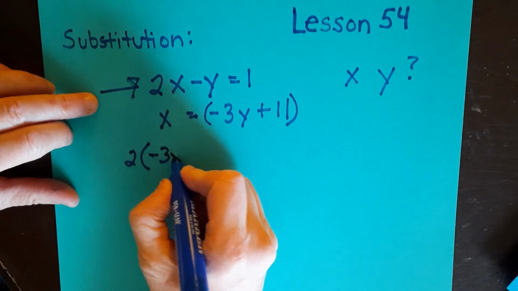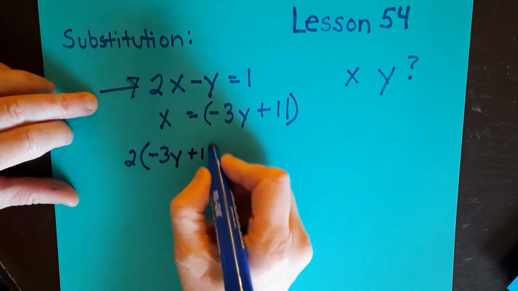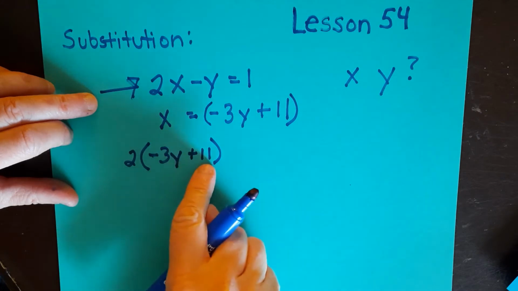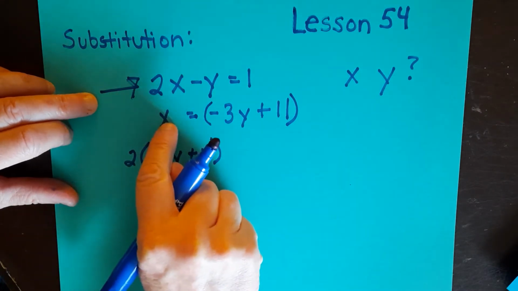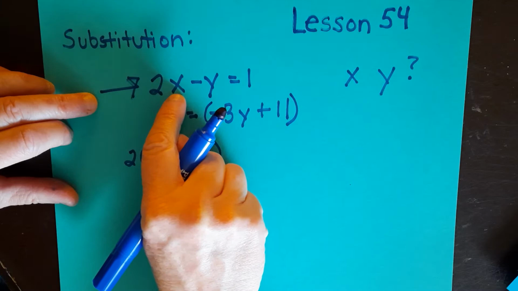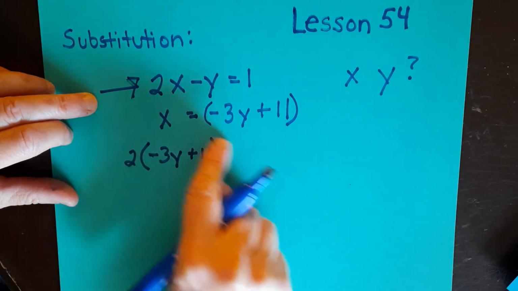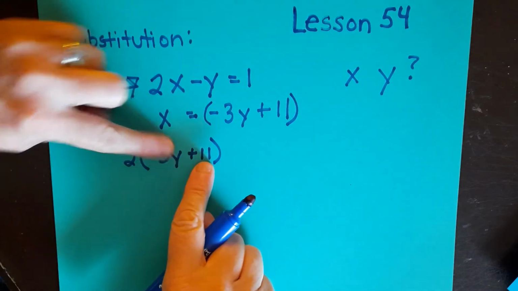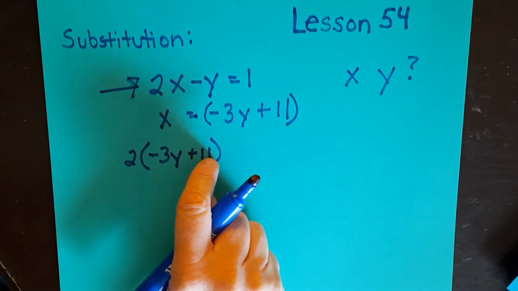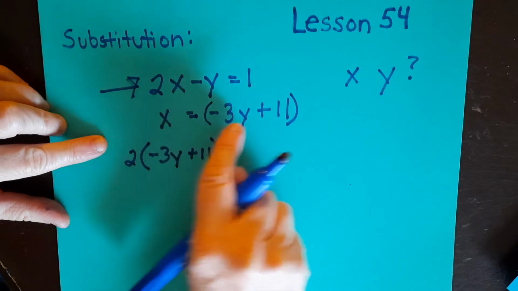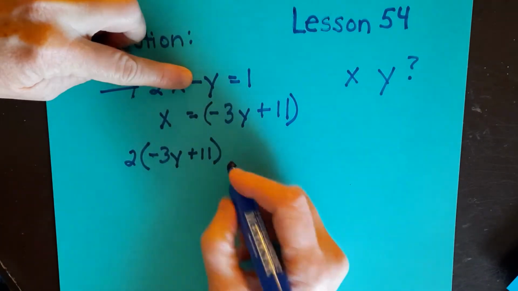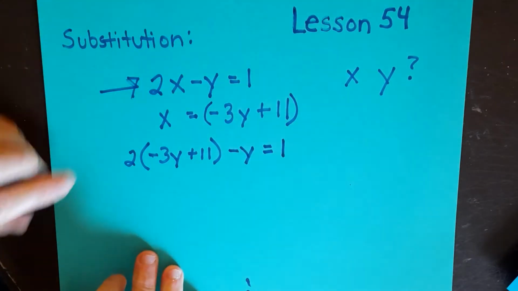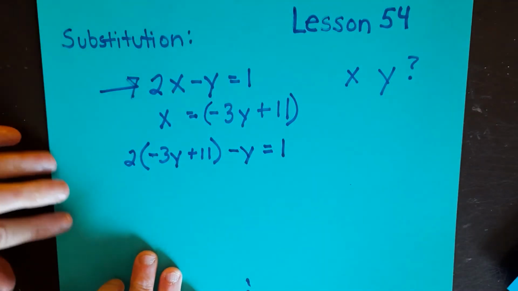And that's why I want you to put it in parentheses, because that must stay together. This whole expression, negative 3y plus 11, that whole thing equals x. So when we're multiplying it by 2, we need to multiply 2 by the whole thing, not just the negative 3y, and not just the 11, but the whole thing. So keep it in parentheses. So we substituted this in for x. Now we're going to go ahead and subtract y, and that equals 1. So basically, we just took this part of the equation and stuck it in the first one.